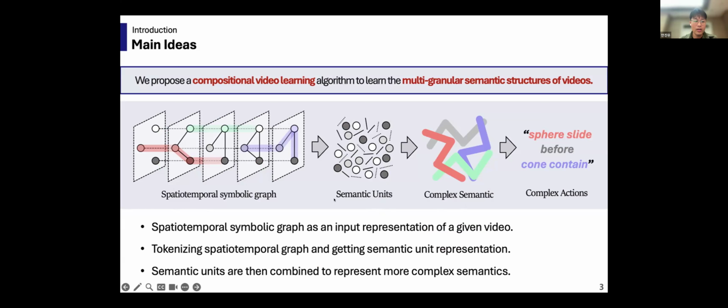To do this, we first represent semantic structure by converting the video to a spatiotemporal symbolic graph, and then the semantic unit representation is obtained by tokenizing the graph into each node and edges. Then the semantic units are combined to represent more complex semantic actions such as spear slide, before, cylinder rotate that exist in the video.